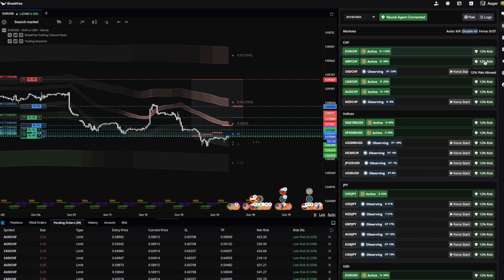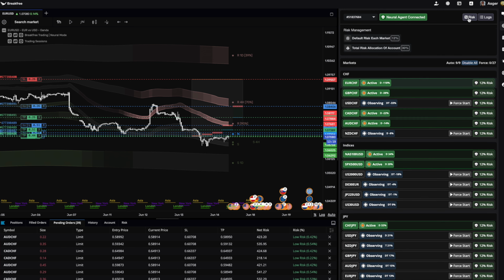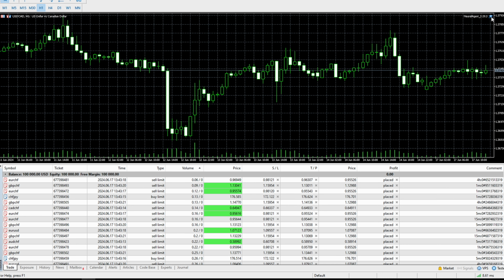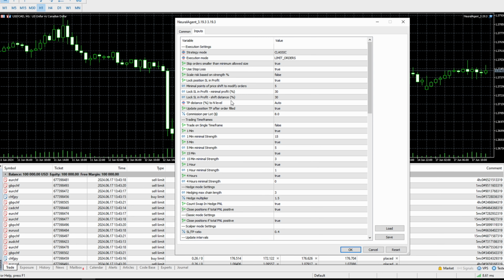If you put it at 12% of your 30% limit, then that's all it's gonna take. Now, there's a lot of settings available inside the Neo agent. That's really just because we wanted everyone to have full access to all the options, so they could do anything they want.